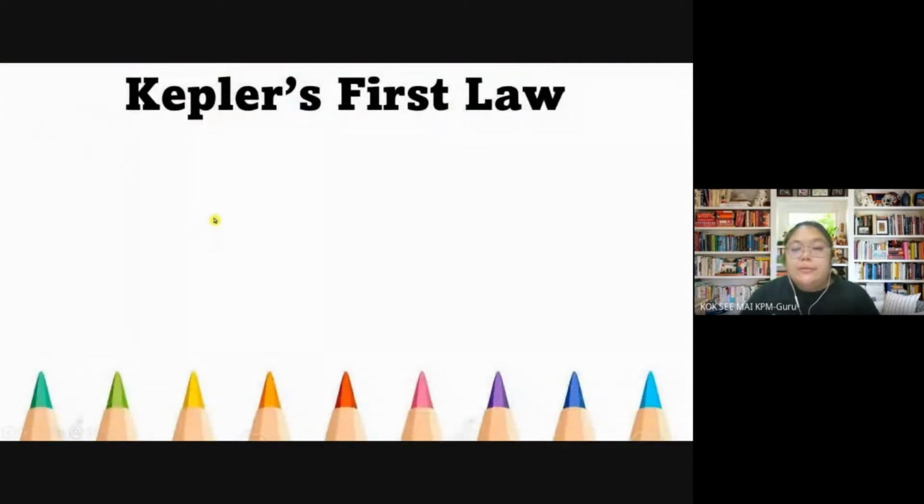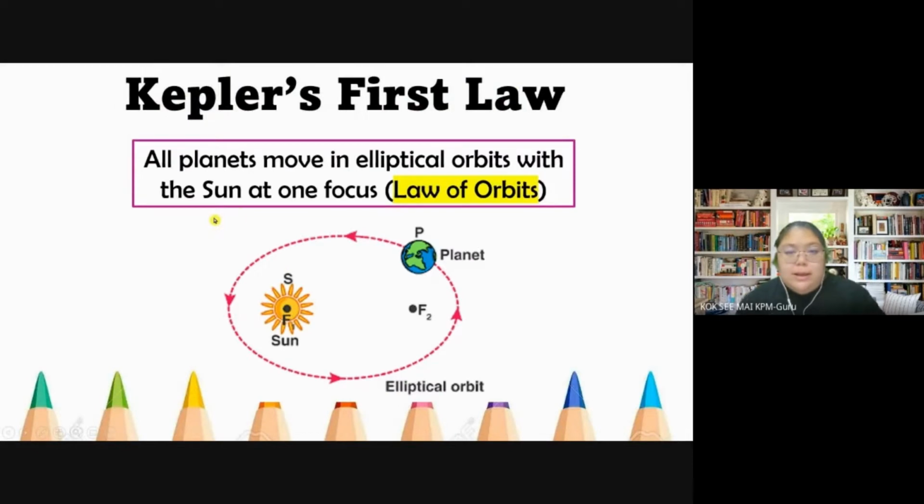Okay, Kepler's first law, they're talking about how all planets move in an ellipse. They're not circles. There's an elliptical orbit with the sun at one focus. This one focus, they're talking about the sun. The sun is a focus point.